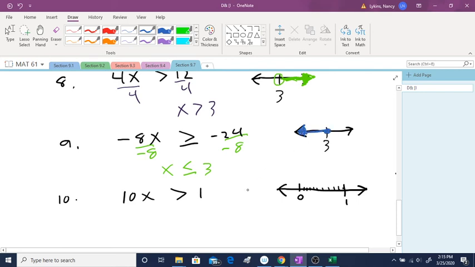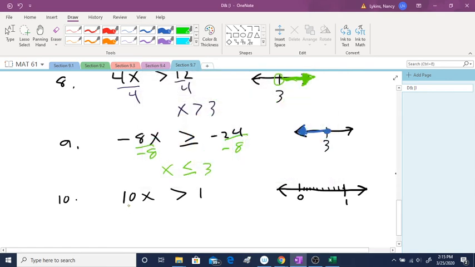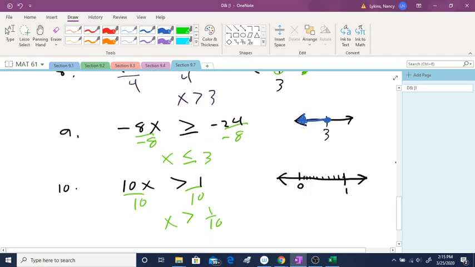Now finally, fractions. This next one's going to involve a fraction, because when I have 10x is greater than 1 and I divide by 10, that means x is greater than 1 over 10. Well, on a number line, this is 0 and there are increments of 0.1 to give you 1. So I'm going to go to that first increment right here and put a circle around it. And then I'm going to make it go all the way to the right. So that circle is an open circle.